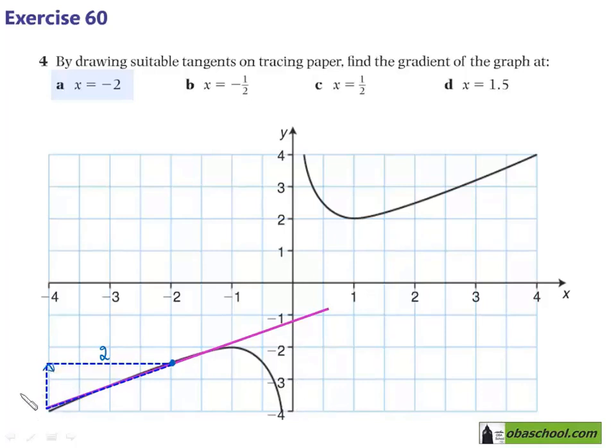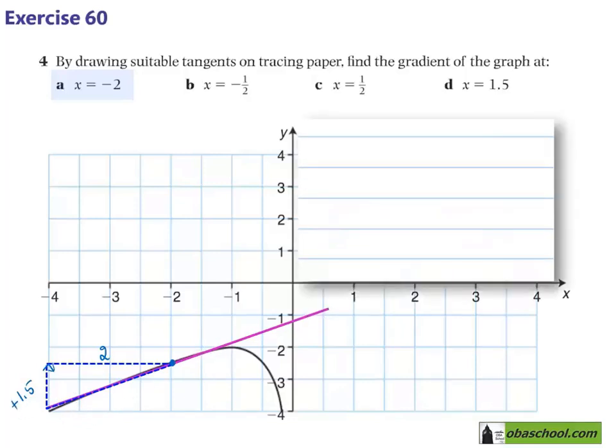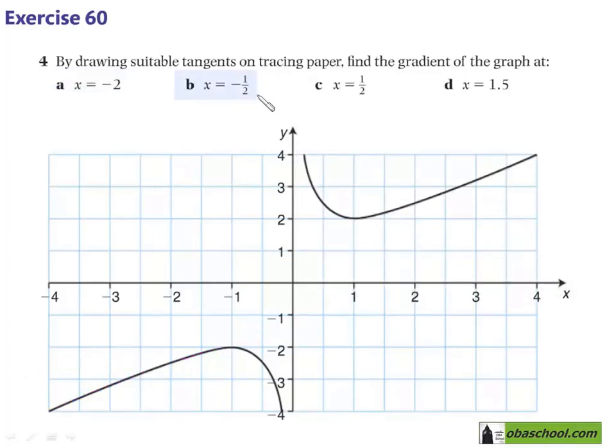So in such case, to calculate your gradient, go ahead and divide rise over run, which is basically 1.5 divided by 2. That is the gradient at x equal to -2. Rise over run equal to 1.5 divided by 2. And so that would be 0.75, the gradient for A. Moving on to part B.